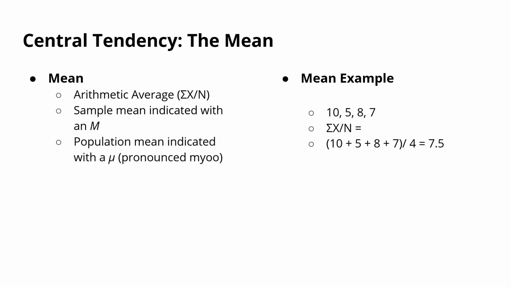In terms of statistical notation, when people use an M, as we're going to be using in this class, that means it's a sample mean. When you use a mu, which is a Greek letter, that means you have a population mean. The mean is computed exactly the same way for the sample and the population. They're just indicated differently so that readers know whether they're looking at a sample mean or a population mean.